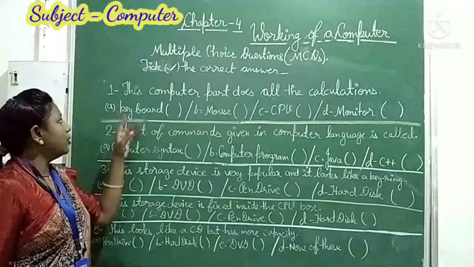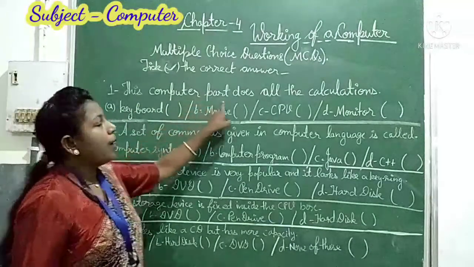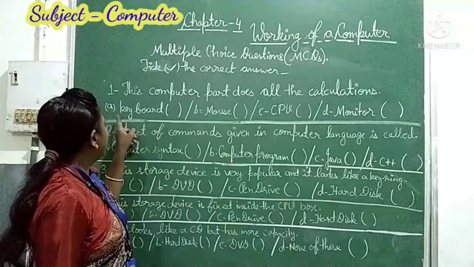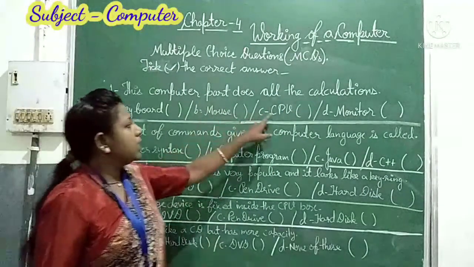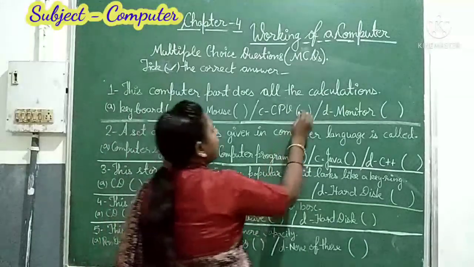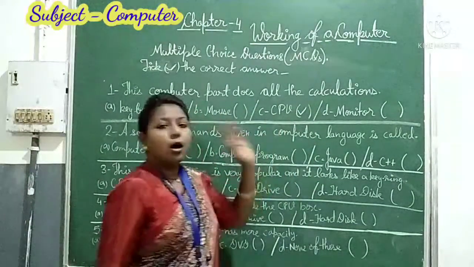Okay friends, now your first question is, this computer part does all the calculations. Your options are A. Keyboard, B. Mouse, C. CPU, D. Monitor. And your correct option is CPU, because CPU calculates all the parts.